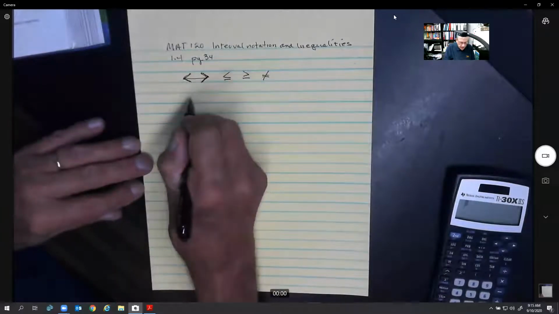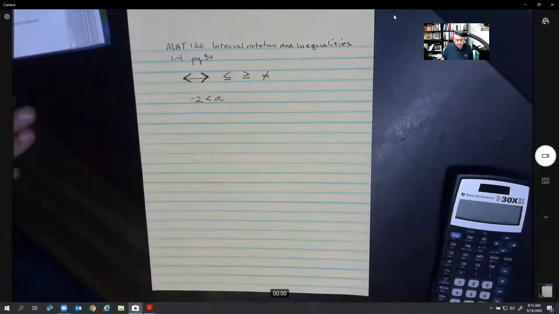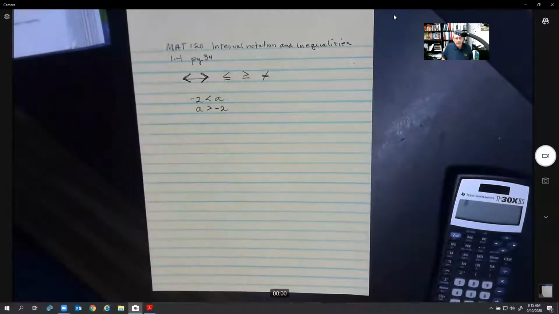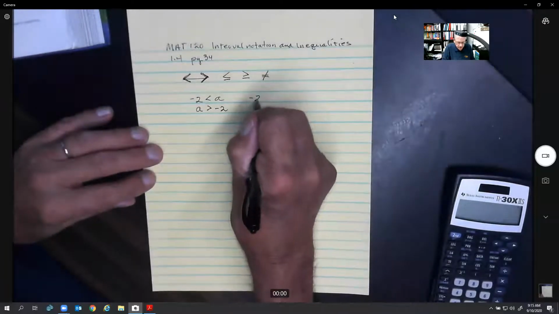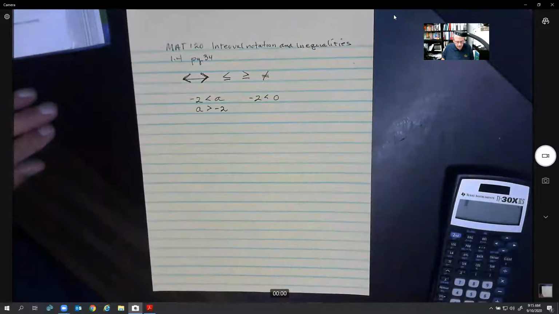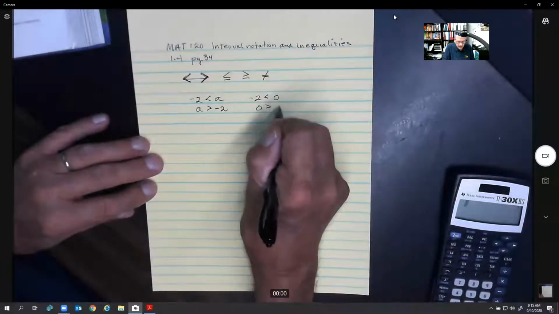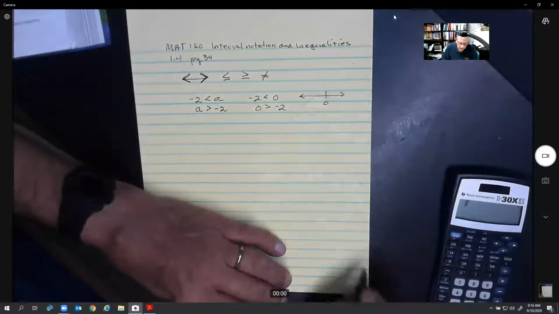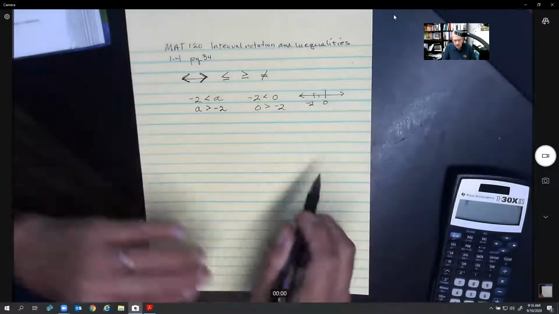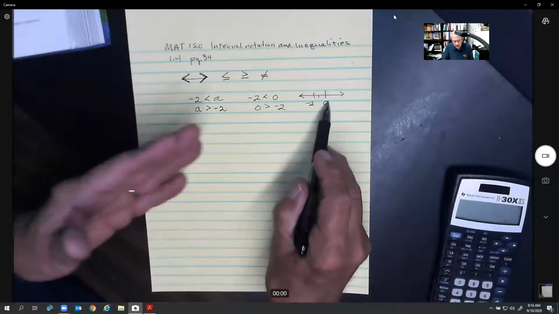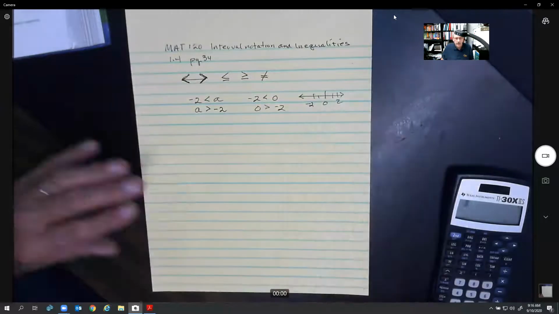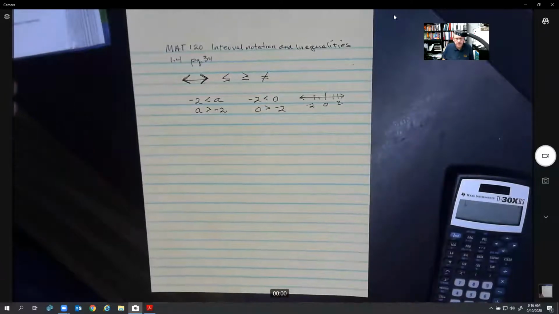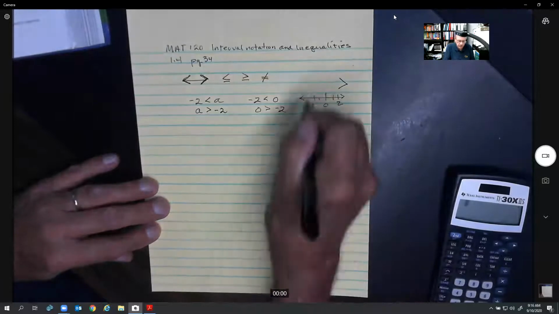So a couple of examples would be that negative 2 is less than A. Therefore, A is greater than negative 2. It could be a situation where negative 2 is less than, say, 0. So 0 is greater than negative 2. And we can tell that by looking at a number line. Here's 0, here's negative 2. Numbers further to the left are going to be smaller. Numbers further to the right are going to be greater. So 2 is greater than 0, 0 is greater than negative 2. Okay, so these are your greater than numbers, less numbers.